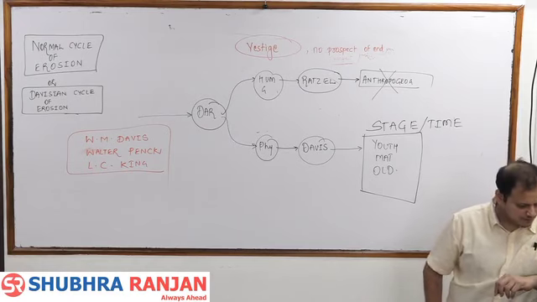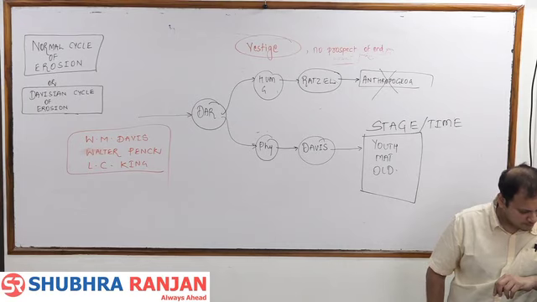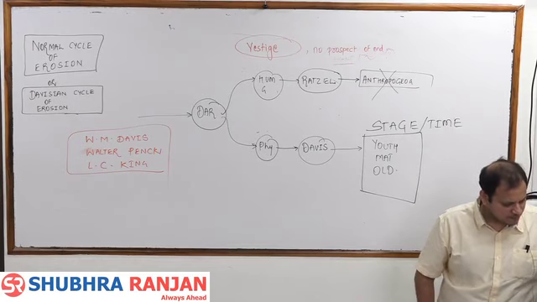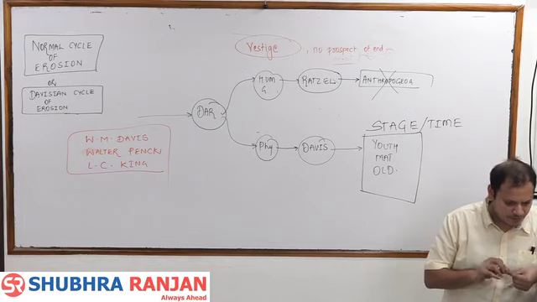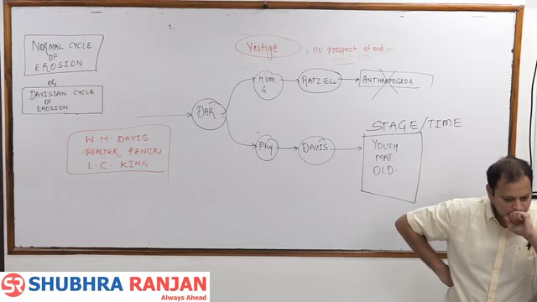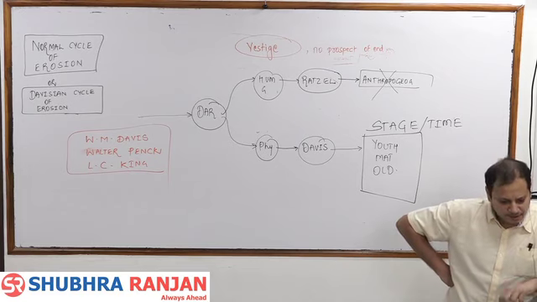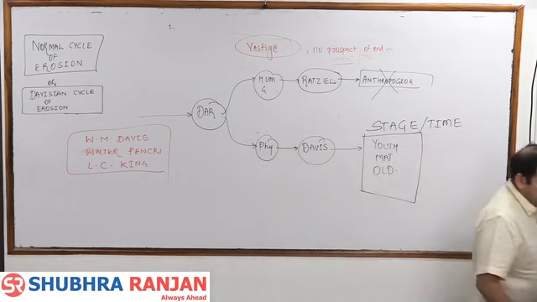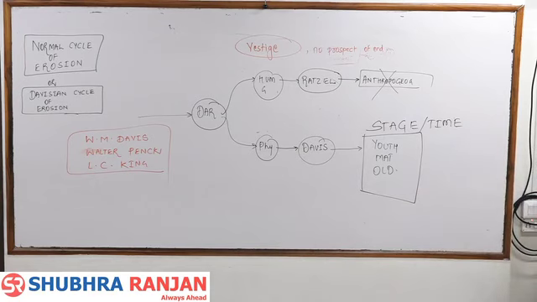W.M. Davis published his geographical cycle of erosion in 1899, inspired by Darwin's Origin of Species. This has to come in the introduction.